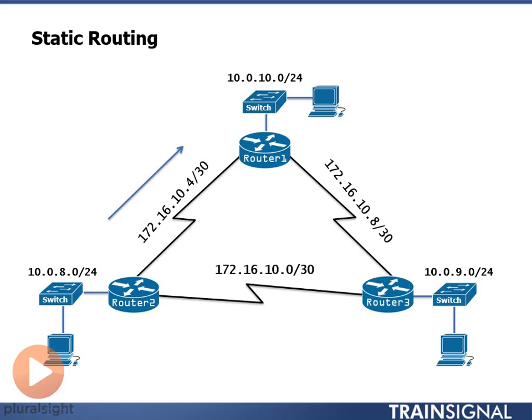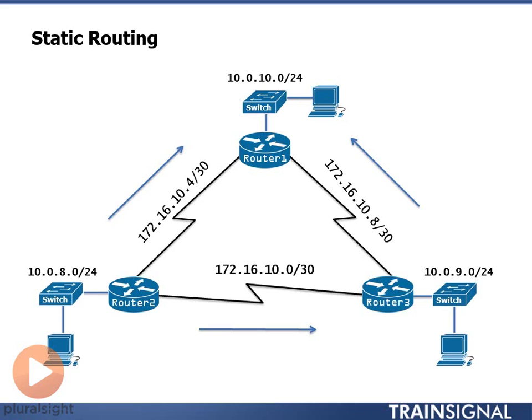Now, instead of telling you exactly what the static routes are, I'm just going to use some arrows here. And I'm going to say we need to set up a static route on router 2, pointing this direction to router 1, in order to get from 10.0.8.0 to 10.0.10.0. However, in this particular setup, I can take this path from router 2 to router 1, but I can also take a path from router 2 to router 3, and then from router 3 to router 1 in order to reach 10.0.10.0. But which path do I take? Well, it's up to you as the administrator to figure that out.